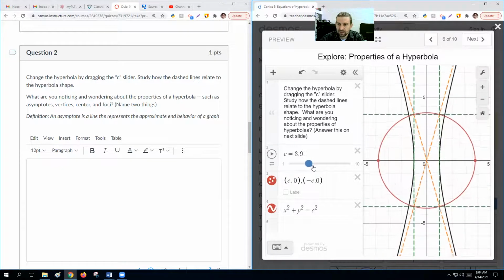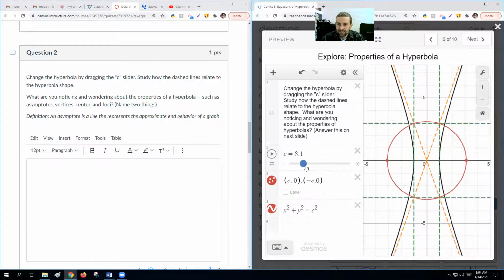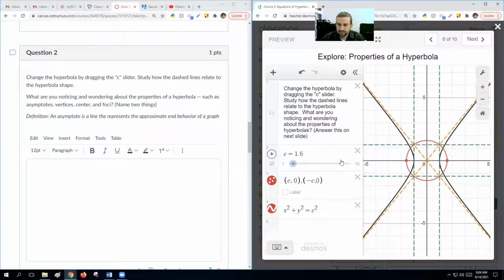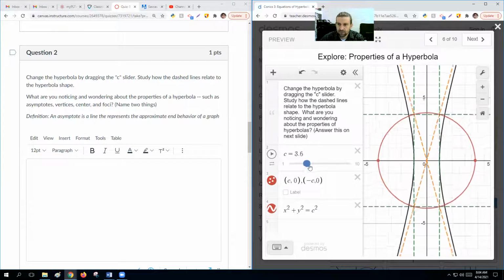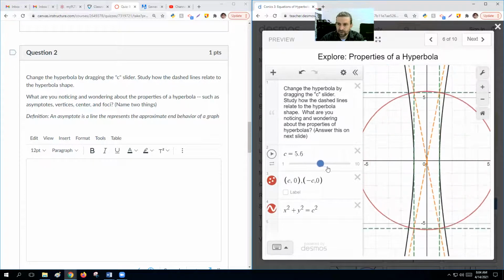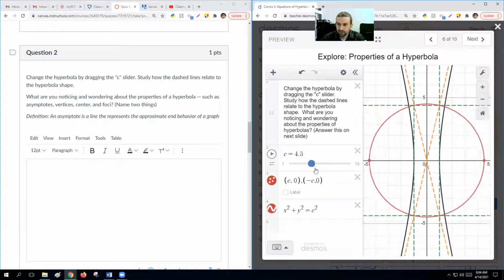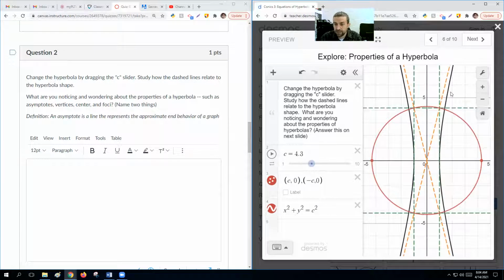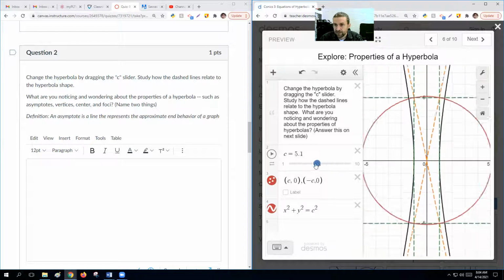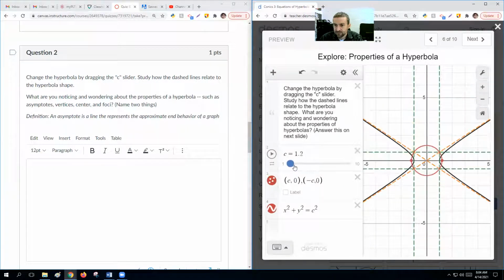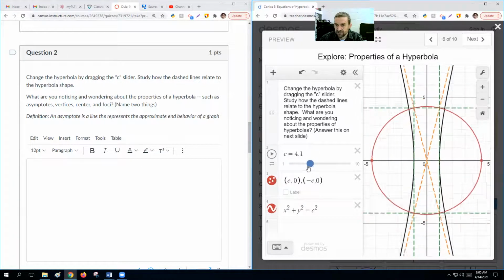Basically, if we make C bigger, that makes the focal points get bigger, right? As the focal points are further away, we can see a couple things. The parabola definitely gets wider. As C gets bigger, that parabola gets wider, wider, wider. If it's closer, the parabola gets shorter, or skinnier, skinnier, skinnier. The asymptote is the line that represents the end behavior of the graph. The other thing we could look at is that the center does not change at all, right?